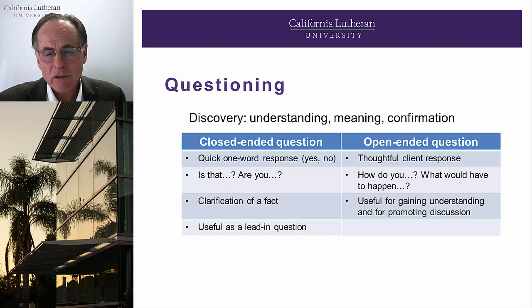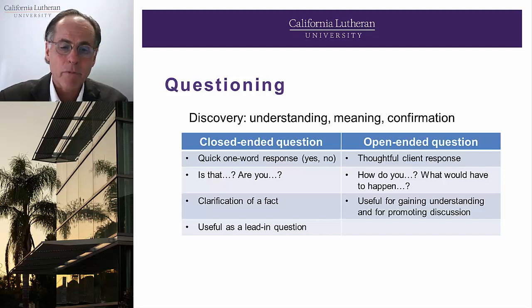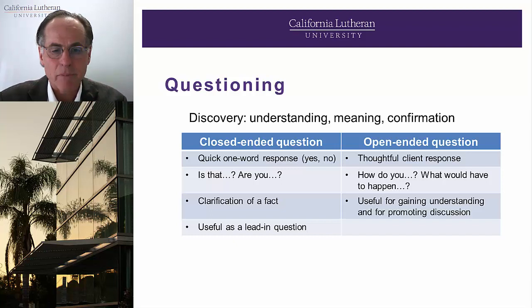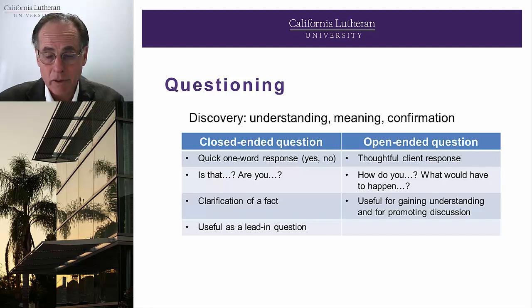Questioning allows us to discover client information, formulate meaning, and confirm what we think we understand. Two types of questions that you'll use are closed-end questions and open-ended questions. A closed-end question might be answered by the recipient in just one word. For example, you might ask the client, "Is that correct?" Or, "Are you going on vacation this year?" The responses to those questions would clarify a fact. However, the closed-end question could be a lead-in to a series of open-ended questions.